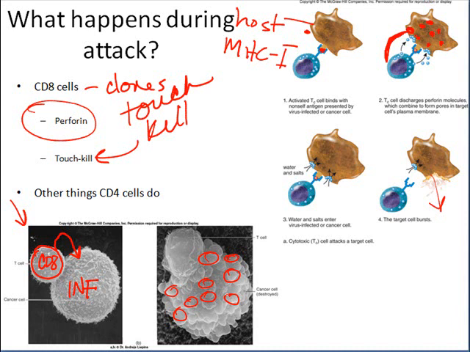And I want to mention one other thing, which is not only do we make lots of clones of the CD8 cells, the CD4 cells, the helper T cells, also make lots of clones of themselves. And that's so that we can release more and more interleukin-2 so that we can stimulate greater and more rapid cloning of the CD8 cells.